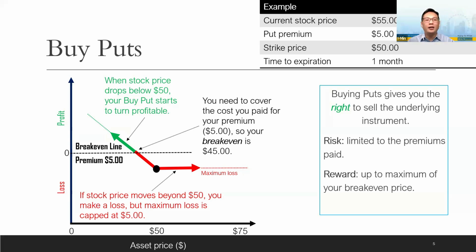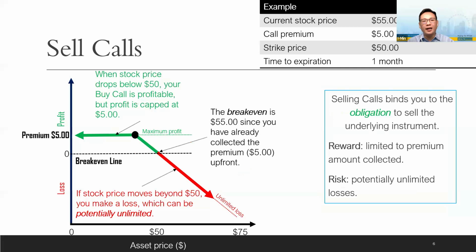Don't have, good. Okay, so for options, anybody can also be the seller. You don't have to be an institution, you don't have to be someone very rich. Everyone can be a seller. Basically, as a seller, you collect the premium, but you take the risk.